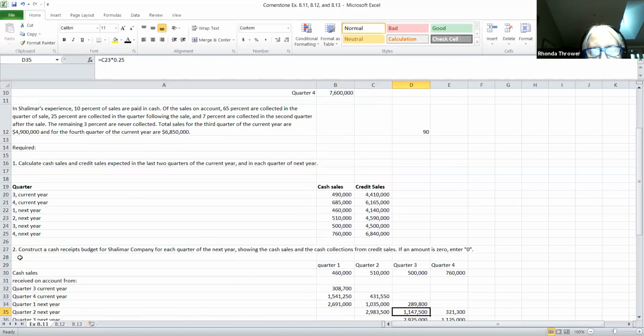So of the quarter two sales on account, which was 4,590,000, in the quarter after the sale, we are collecting 25%. So this should be multiplied by 25% to get this amount here.